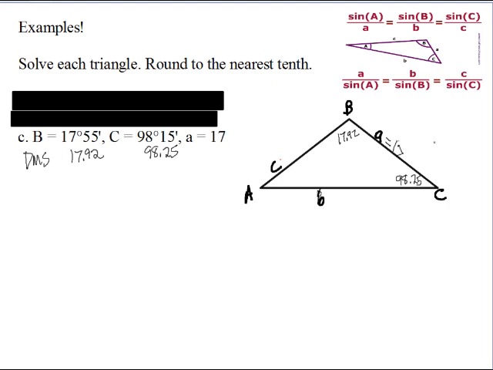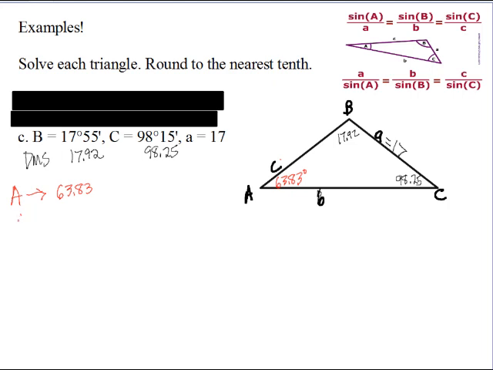Okay. In this example, I'm just going to throw the numbers at you. You need to confirm that you got the same numbers that I do. Okay. So, big A, when you do all your calculations, big A should be 63.83. Okay, because we subtracted 17.92 and 98.25 from 180.